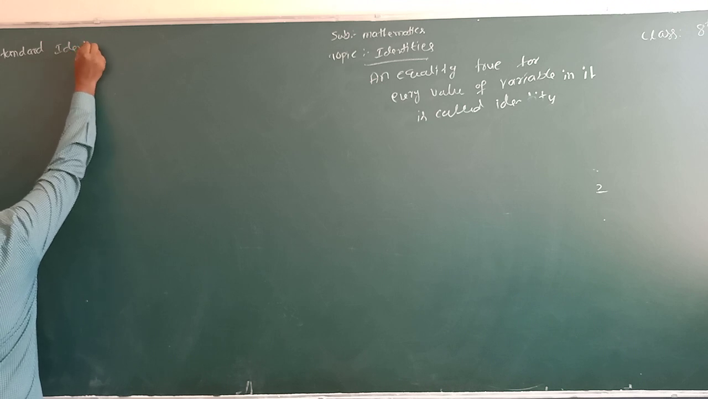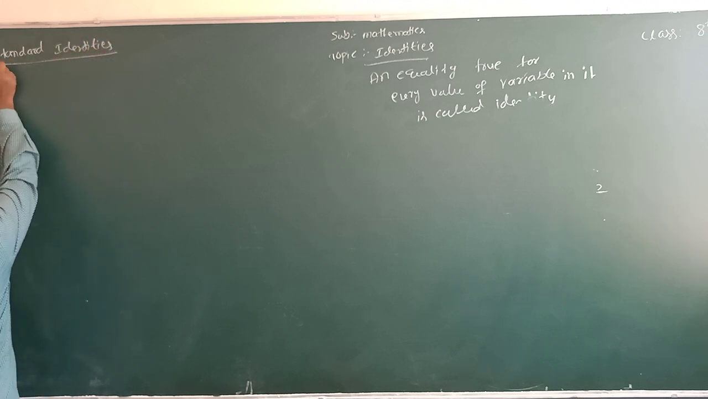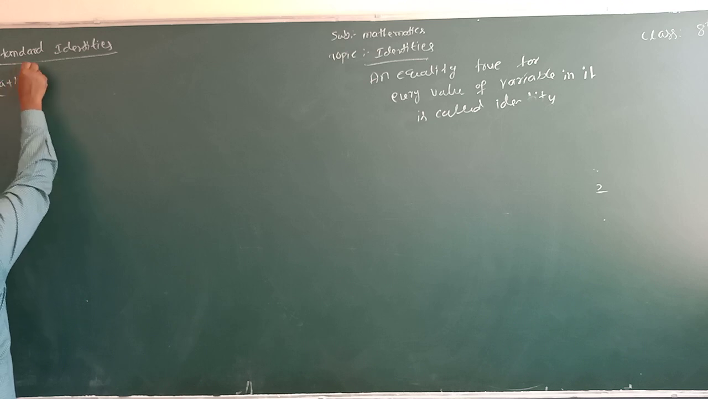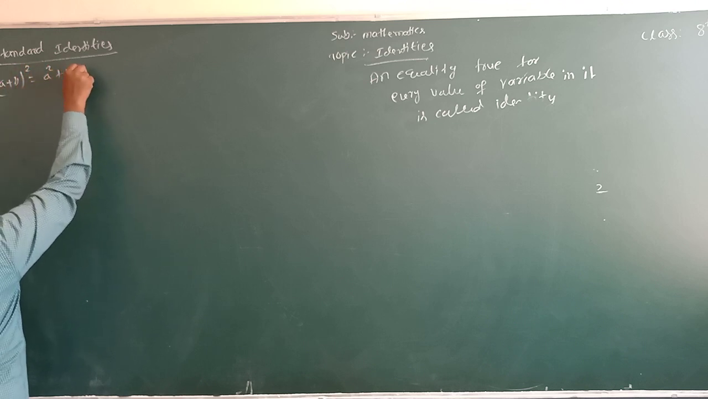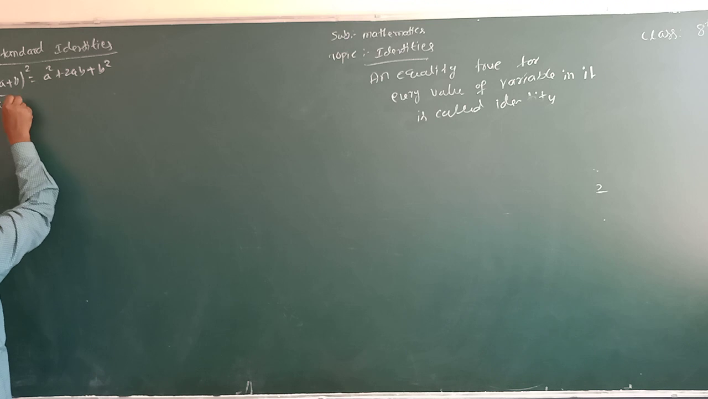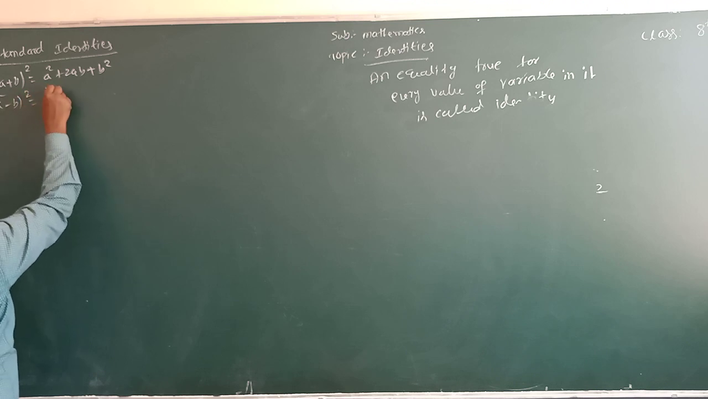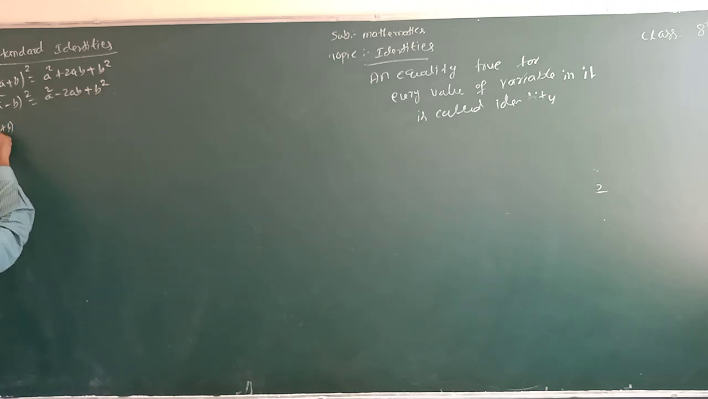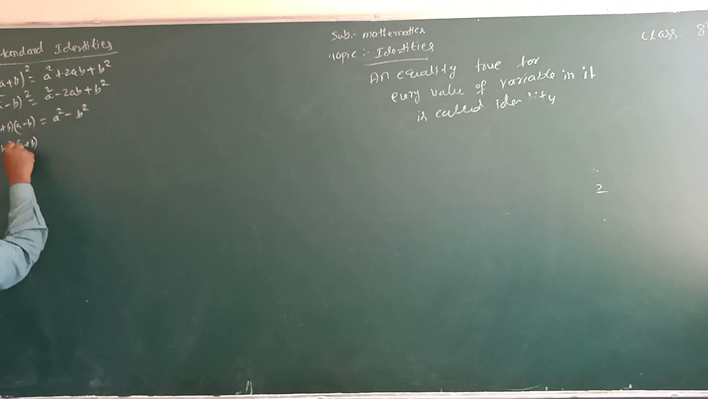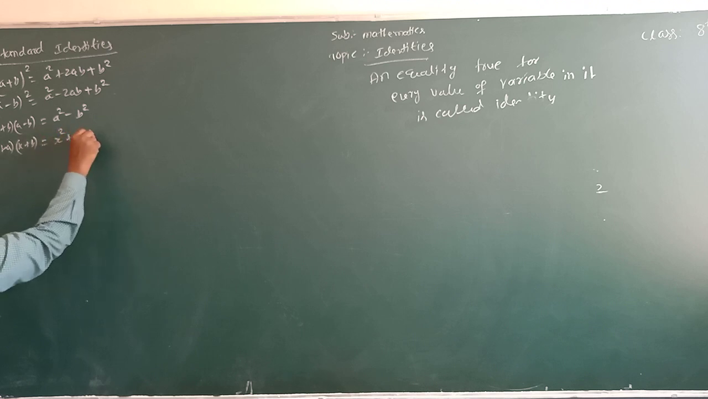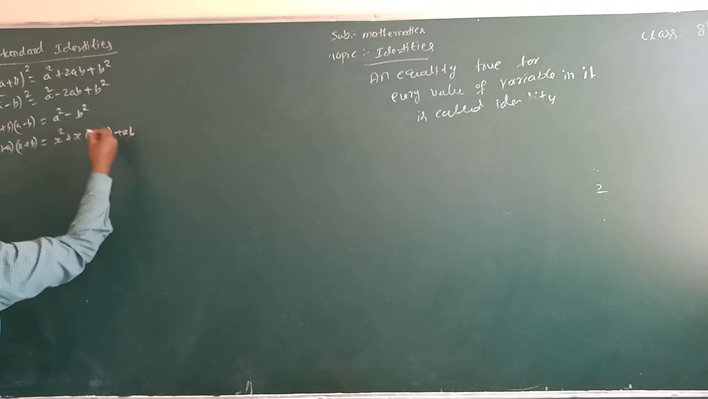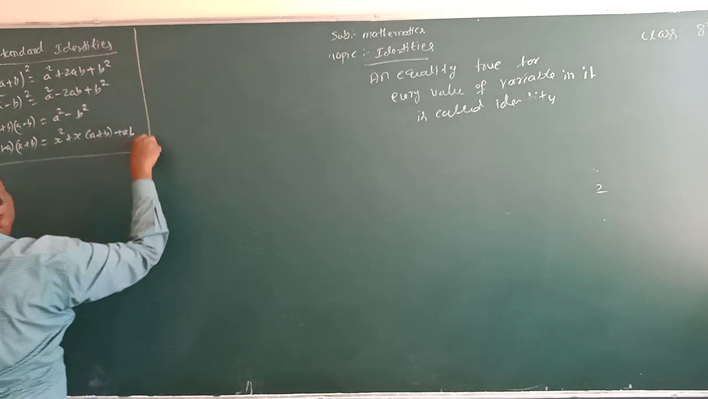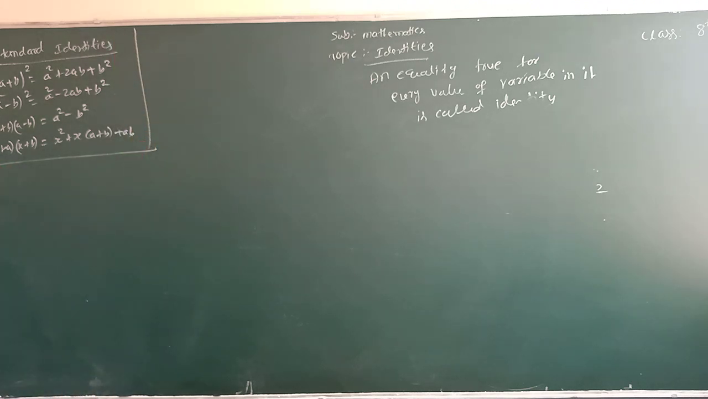Identities. (a + b) whole square is a square plus 2ab plus b square. (a - b) whole square is a square minus 2ab plus b square. The product of (a + b) into (a - b) is a square minus b square. The product of (x + a) into (x + b) is x square plus x into (a + b) plus ab. We call these standard identities.